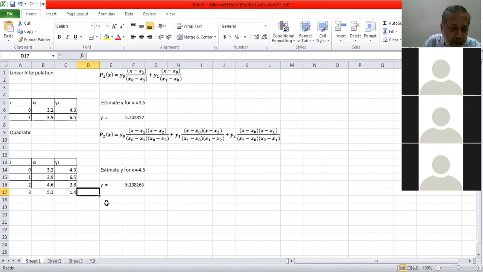I'm not going to do this exercise. What exercise? For example, I say estimate y for say x is equal to 4.1.